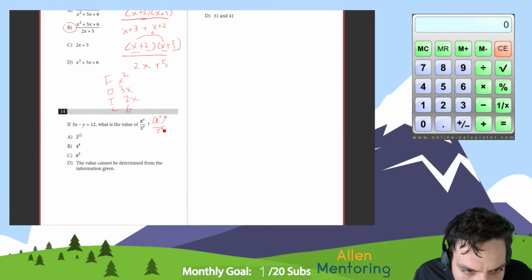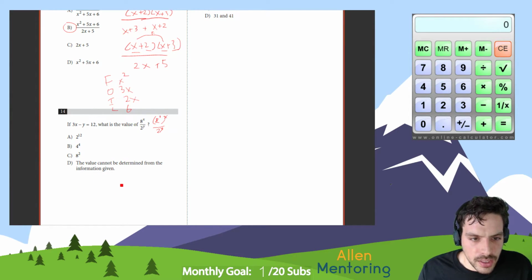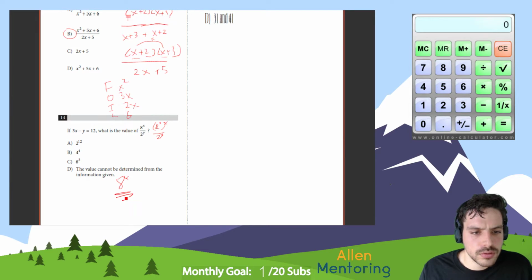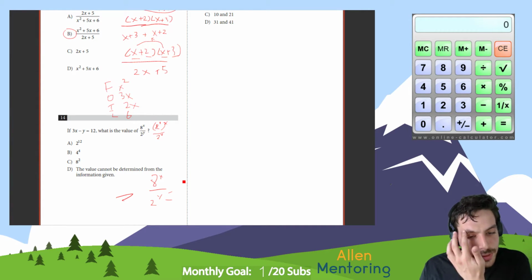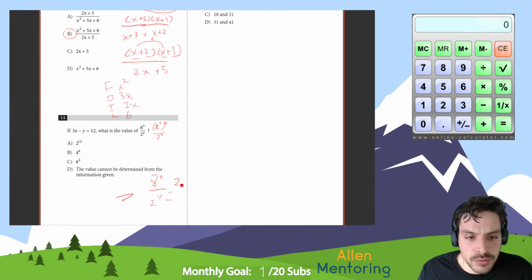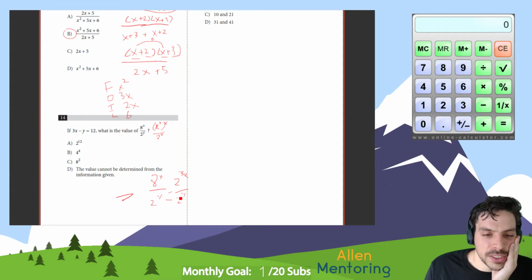That is supposed to be a y. Okay, so let me actually write that a little bit bigger. 8 to the x over 2 to the y is actually equal to 2 to the 3x over 2 to the y. And we see where this is starting to come in now.